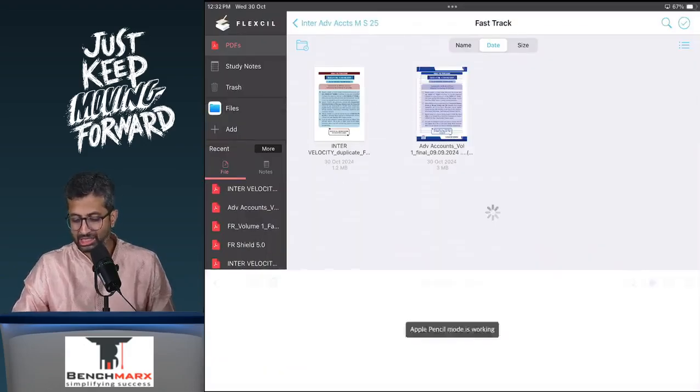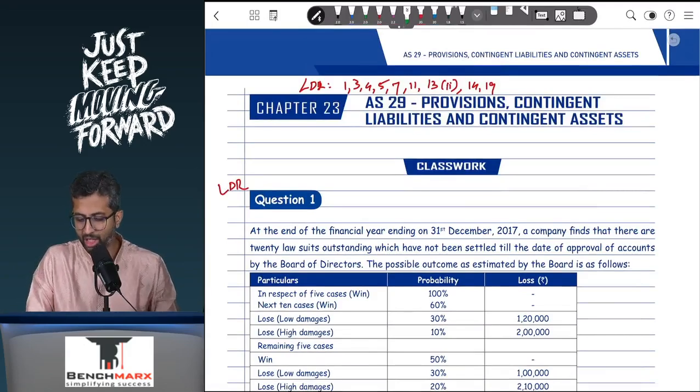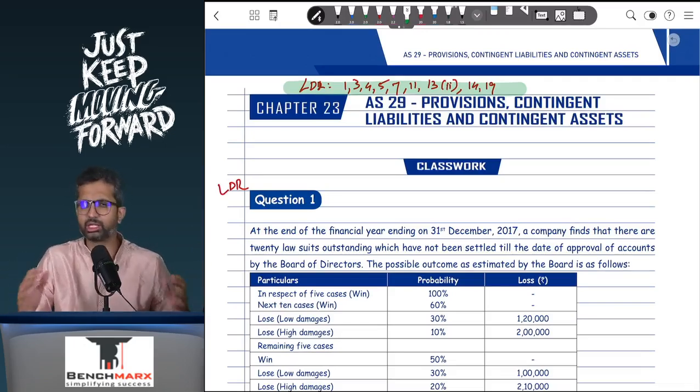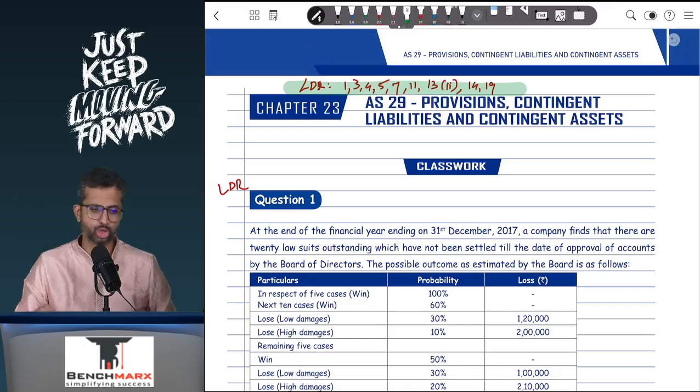So that takes care of AS29 on the concept front. Now, on your sums front, there are close to 19-20 problems, and the LDR problems we have mentioned. A lot of these problems have different variety. It is not as basic as maybe an AS1 or an AS4 or AS5. So it's important that you practice these questions to get a fairly better understanding.